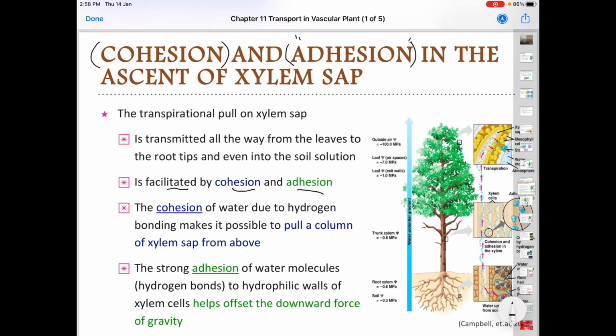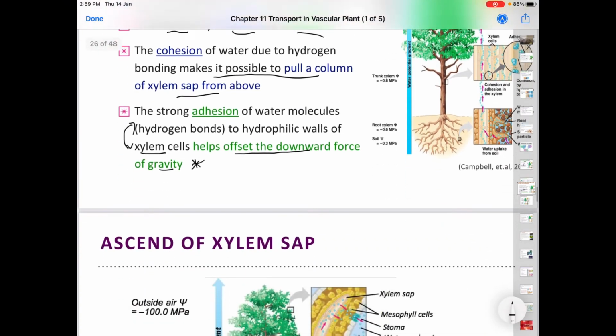The cohesion of water due to hydrogen bonding makes it possible to pull a column of xylem sap from above, and the strong adhesion of water molecules, the hydrogen bonds to the hydrophilic walls of the xylem cell, helps offset the downward force of gravity. So this is the importance of the adhesion of water molecules with the xylem, to help offset the downward force of gravity, and the importance of cohesion of water, to make it possible to pull a column of xylem sap from above.